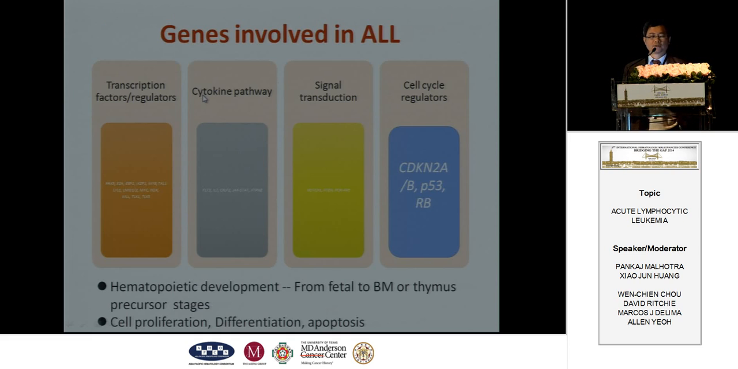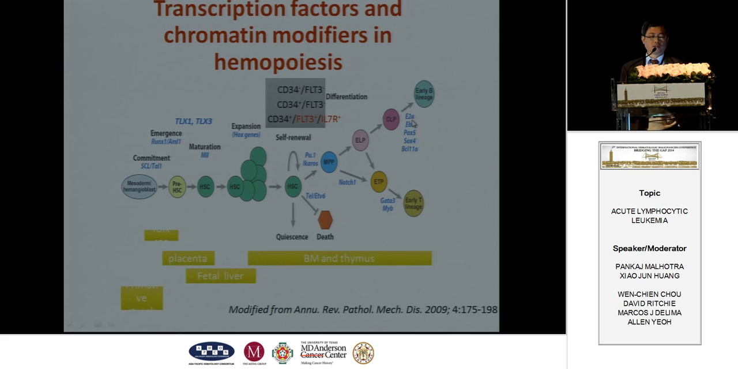the genes involved in ALL are often transcription factors or regulators, cytokine pathway or signal transduction genes, which are important for normal B cell development and development of normal immunity, as well as cell cycle regulators such as p53 and cyclin-dependent kinase inhibitor. And most genes involved in leukemogenesis in ALL frequently encode critical transcription factors and coding modifiers in normal B cell and hematopoiesis.